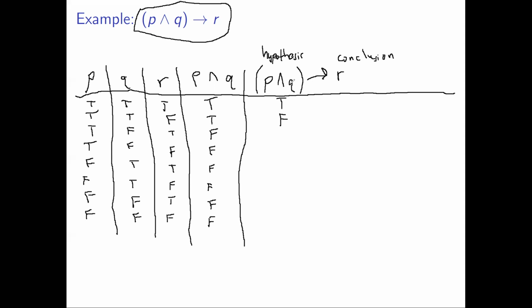Now we can check the third row. In the third row, we have P and Q is false and R is true. So the hypothesis is false, but the conclusion is true. Whenever the hypothesis is false, the implication will always be true. So the conclusion can be true or false, and the implication will be true as long as the hypothesis is false. And since the hypothesis is false here, since P and Q is false, then the implication is true.